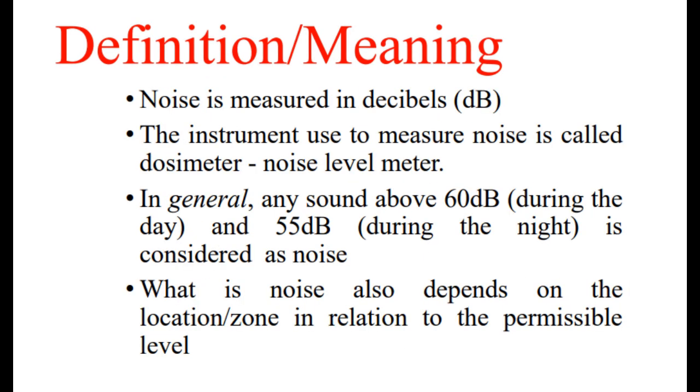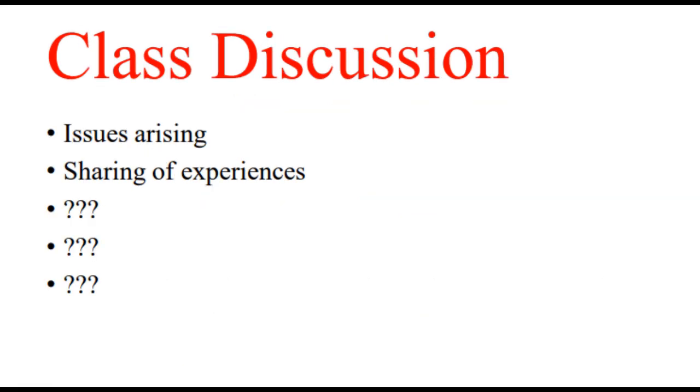Definition and meaning: noise is measured in decibels, dB. The instrument used to measure noise is called a dosimeter or noise level meter. In general, any sound above 60 dB during the day and 55 dB during the night is considered as noise. What is noise also depends on the location or zone in relation to the permissible level. Class discussion: issues arising, sharing of experiences.